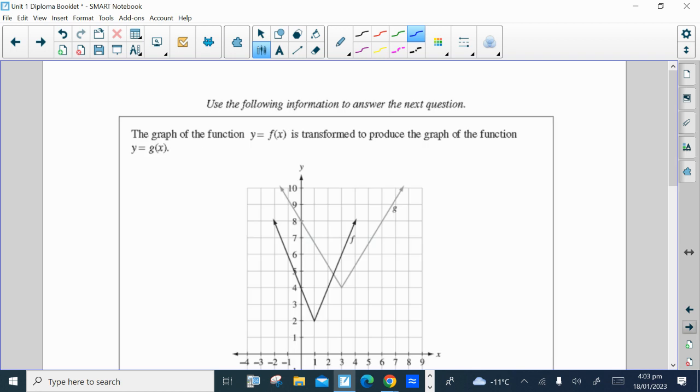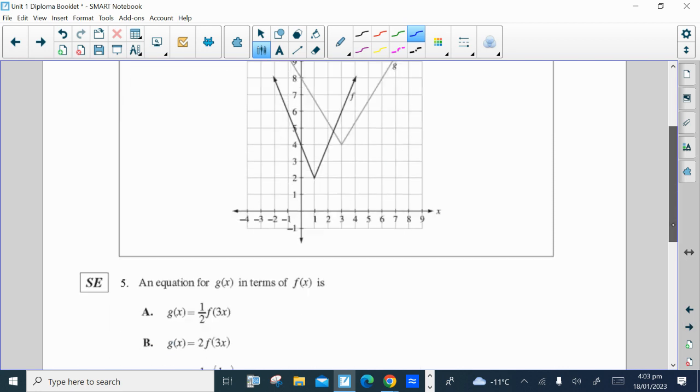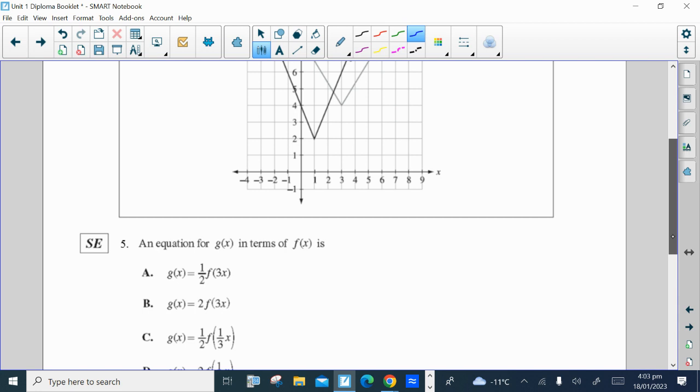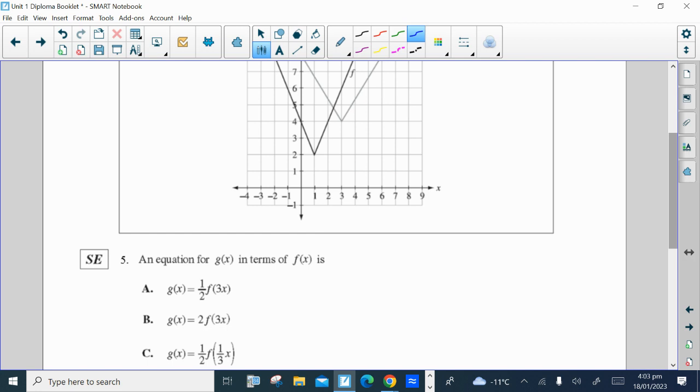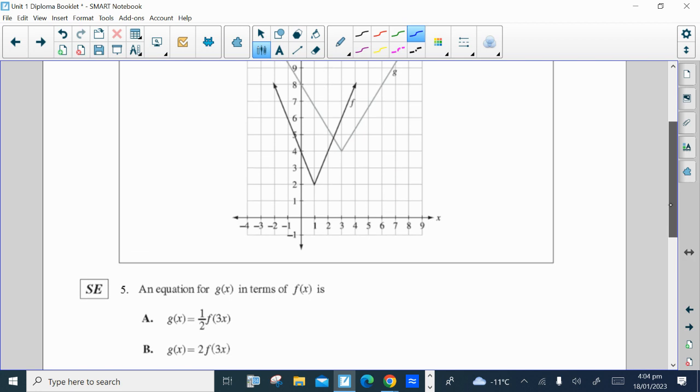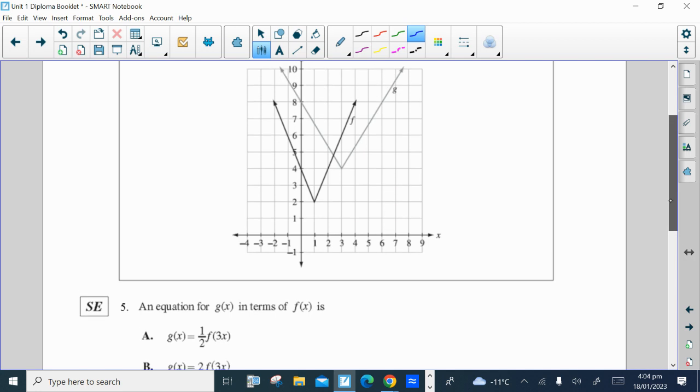Okay, on the next page, the graph of f at x is transformed to produce the graph of g. So we're going from f to g. What's an equation for g in terms of f? Notice that this says SC beside it. That means it's a standard of excellence question. So on the diploma exam, I think it's 80% acceptable standard questions, and then only 20% would be the harder ones, which are standards of excellence. So that's what that SE means.